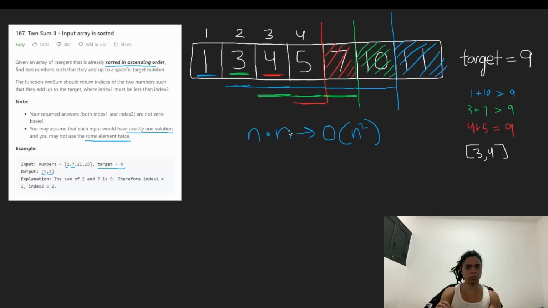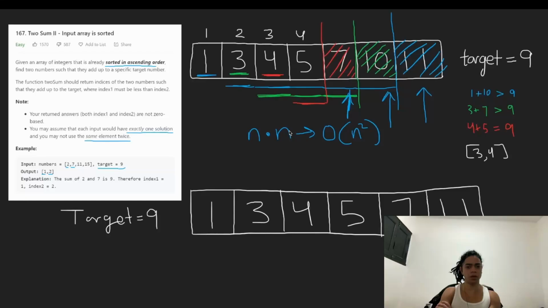Let's look at the picture we just drew. First, we eliminated 11 from consideration in the array. Then we eliminated 10. Then we eliminated 7. So we're basically eliminating elements from the end of the array in reverse order. Can we use this to our advantage? This is basically the intuition. Remember, this array is sorted. We can use that to our advantage.